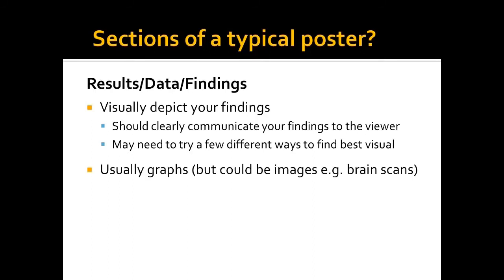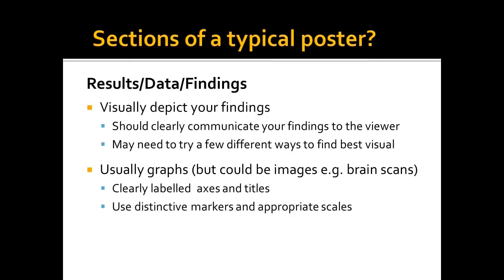So, you can use graphs, but they can also be brain scans or other images, possibly a picture of an ancient artifact or something that you're studying in humanities. But what you really want to focus on is having very clearly labeled graphs or images. If you have axes, make sure those are really clear, and have titles that are very obvious. You'd want to use distinctive markers and appropriate scales, which I'll show you in a minute. And again, you want to have some figure captions that are close by to your graphs or images so that we know exactly what you're describing, which picture belongs with which description.